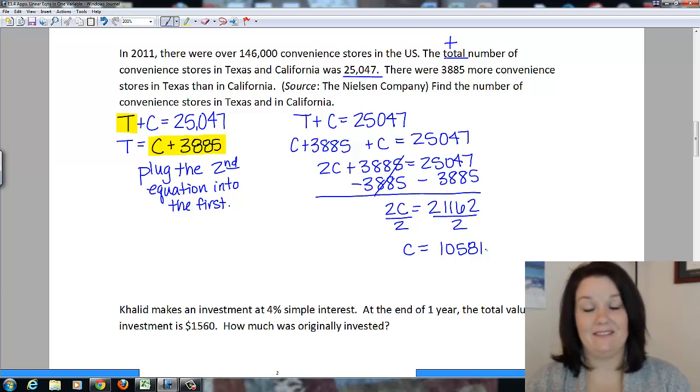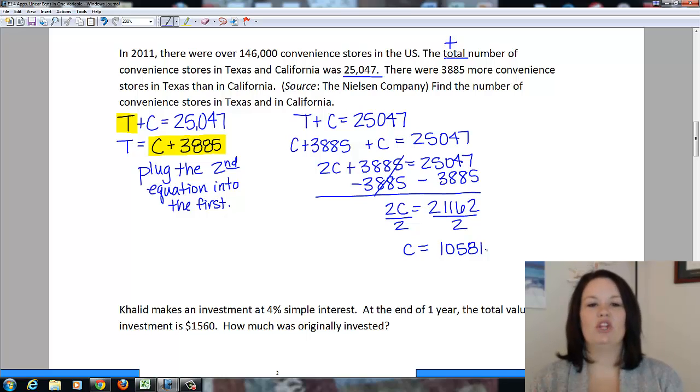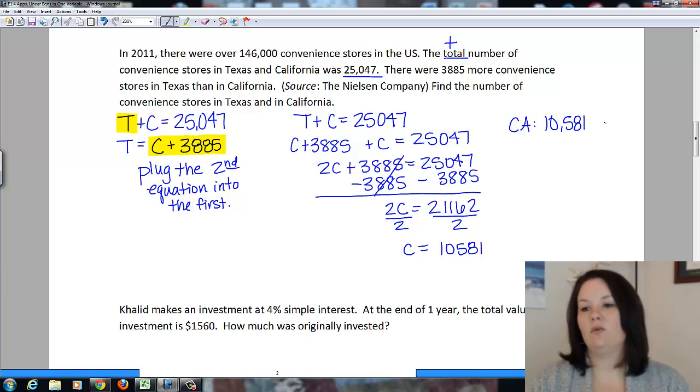Now, once I have an answer, let's figure out what that means in terms of the problem. What were we actually even solving for? So we go back up. We're looking for the number of stores in Texas and California. So if I solve for C, that tells me that California has 10,581 stores.